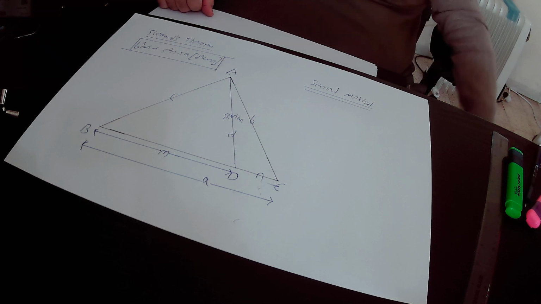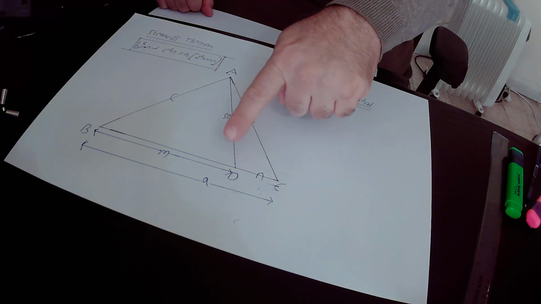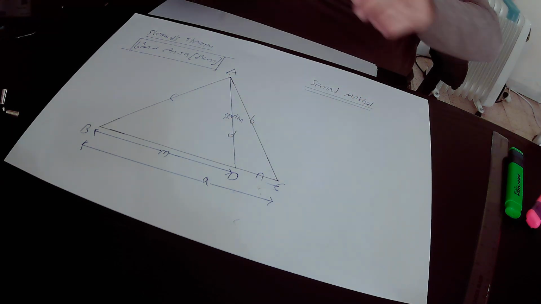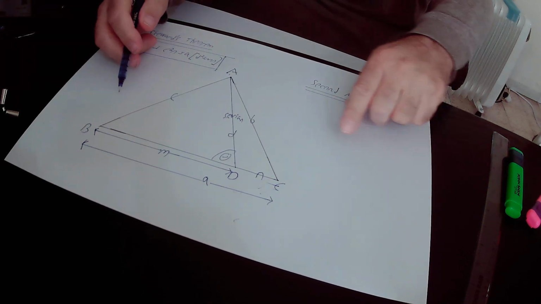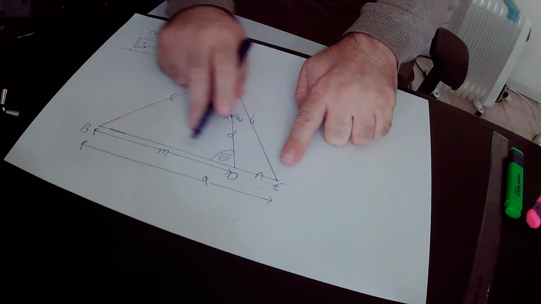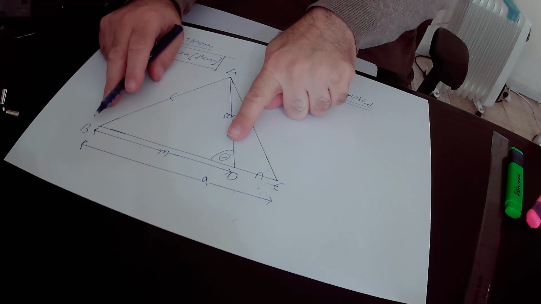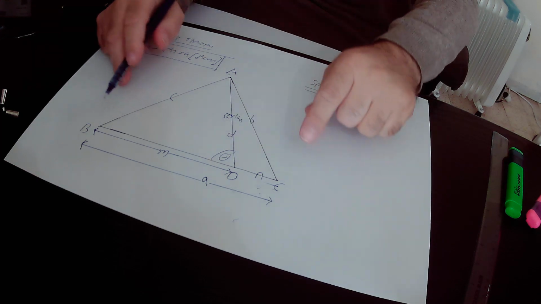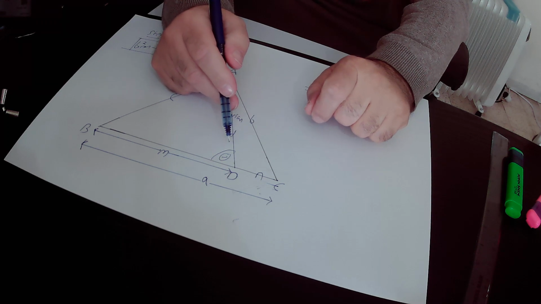In the second method, we'll define this angle ADB as theta. Because side BC is a straight line, and we know that the sum of the angles on one side of a straight line is equal to 180 degrees, if we focus on the upper side of the straight line BC at point D, the sum of the angles must be equal to 180 degrees.